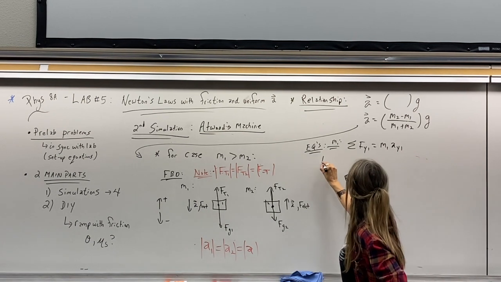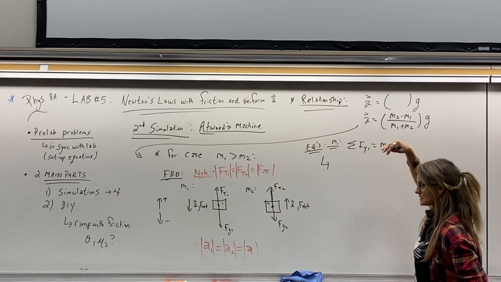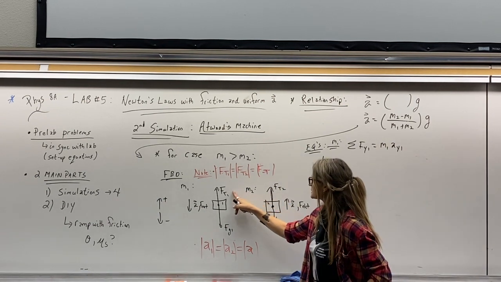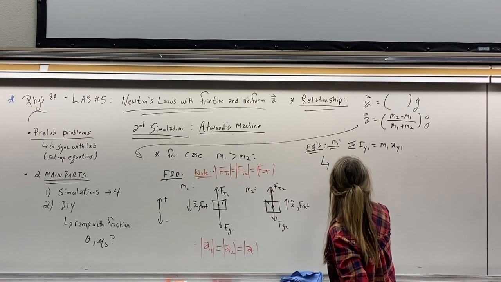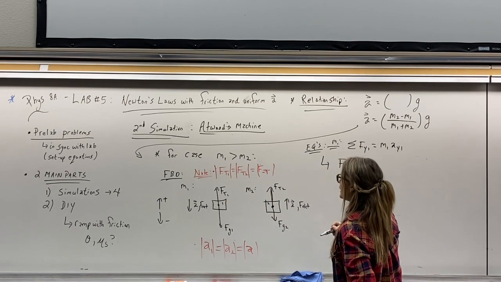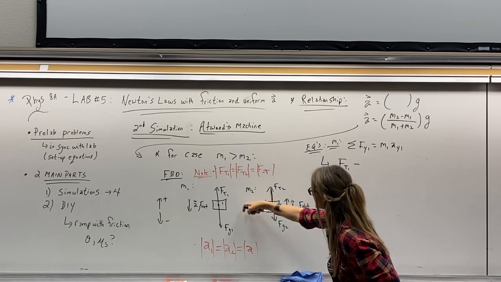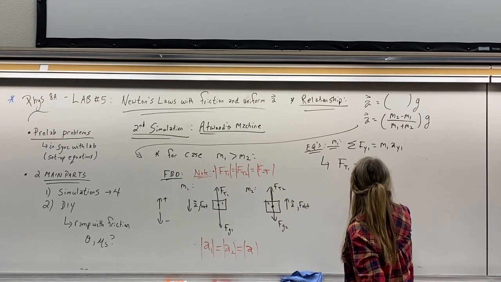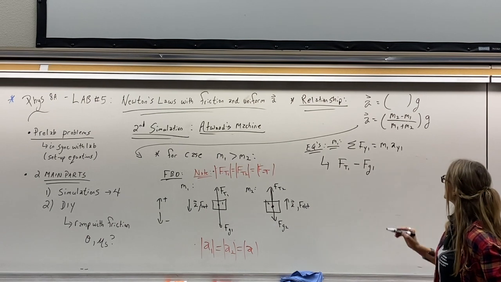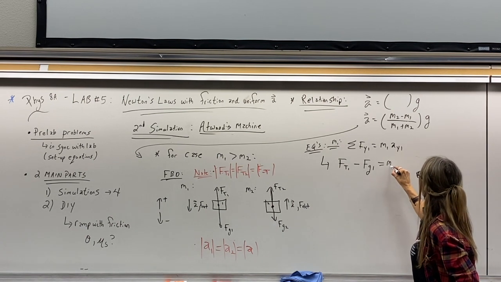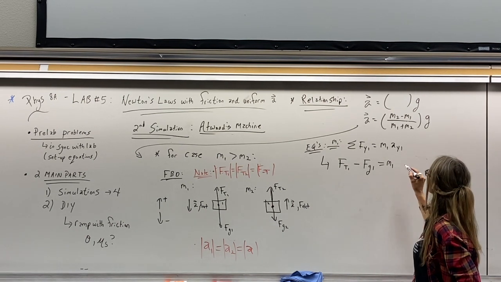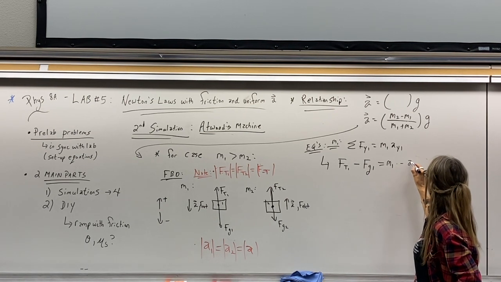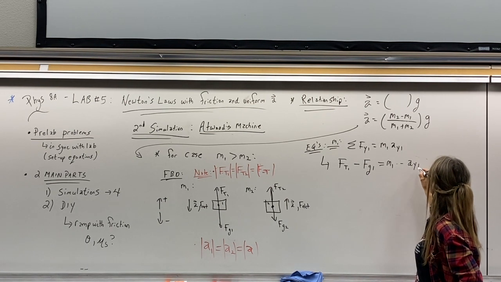We know this is non-zero because it's accelerating downward. So positive is up, and I'm going to say the force of tension on 1, minus, this is downward so it's a negative vector, the weight force on 1 down, will equal the mass of 1 times the acceleration, which will be negative a_y1.